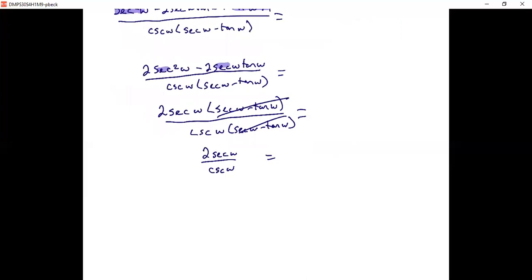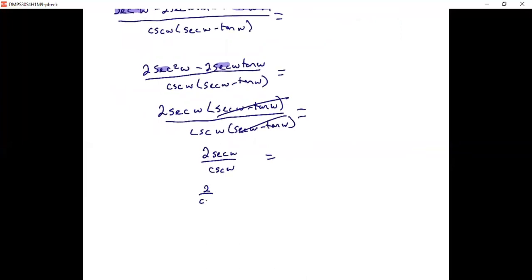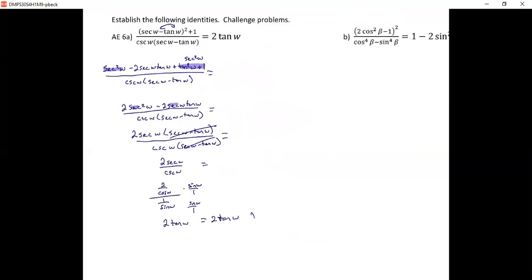If you remember, we sort of did a problem like this right at the very beginning, where this is going to be 2 over cosine of w, all over 1 over sine of w, which if we multiply by the reciprocal, which is sine of w over 1, this just does give us 2 tangent of w, and that's exactly what we wanted. Yay, check, Q.E.D.